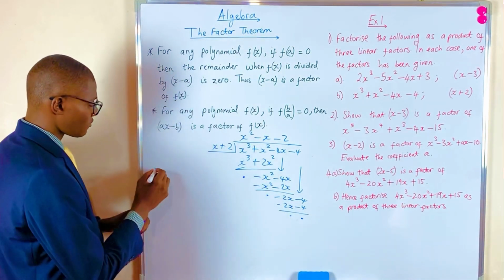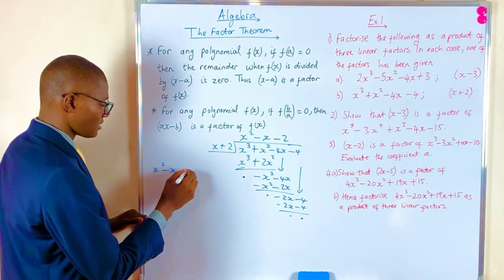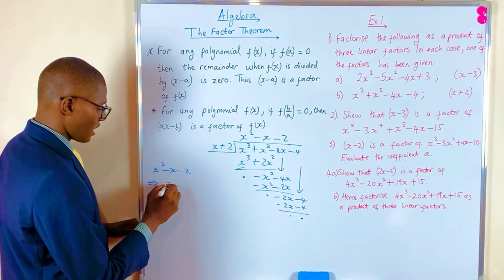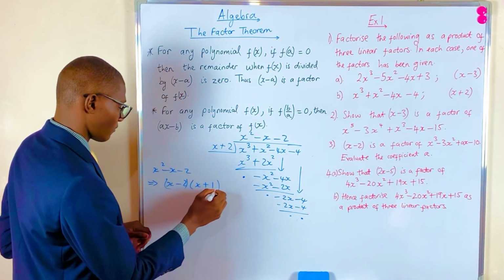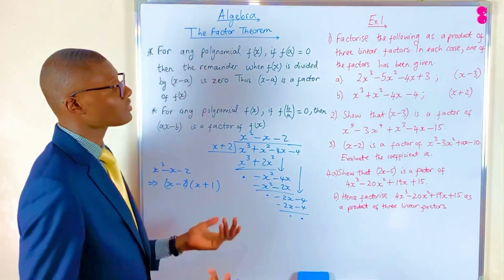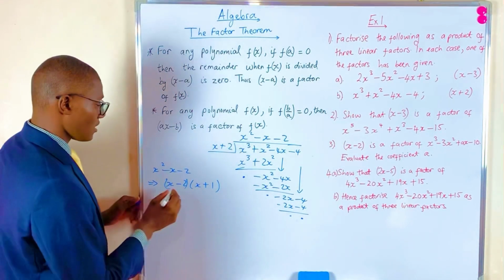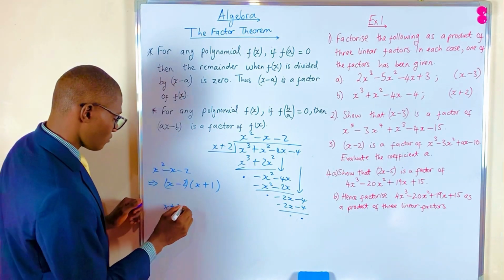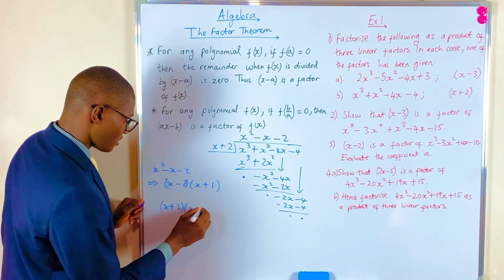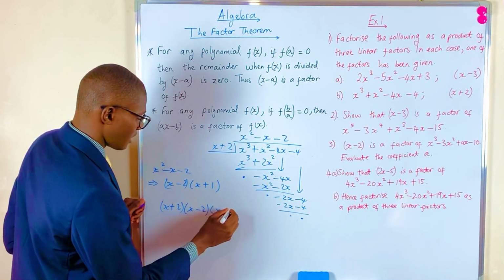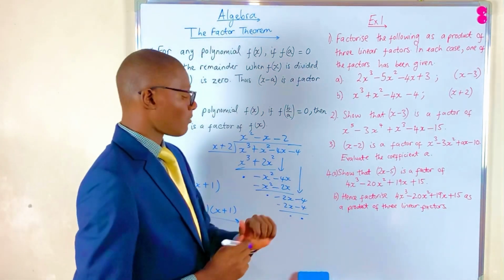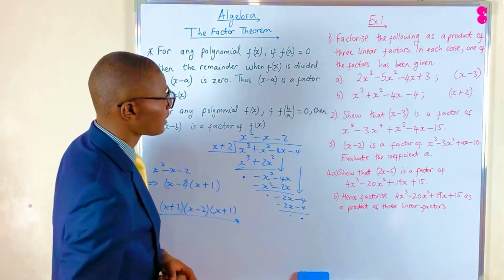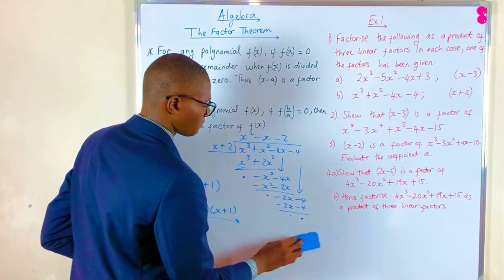Right, and now if you factorize this quadratic factor, we will get x minus 2, then x plus 1. In writing this as a product of three linear factors, we're saying we've got x plus 2 times x minus 2, then times x plus 1. So this is how we factorize number 1 part B. Now we shall move on to number 2.